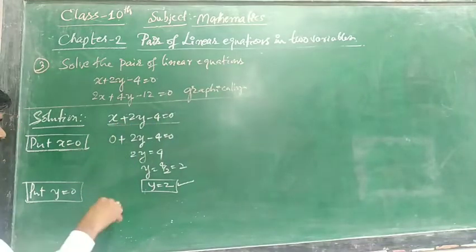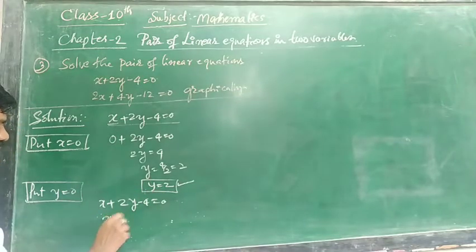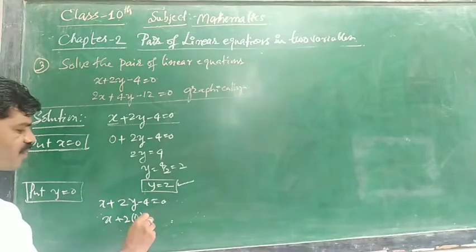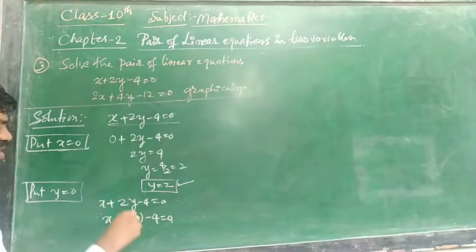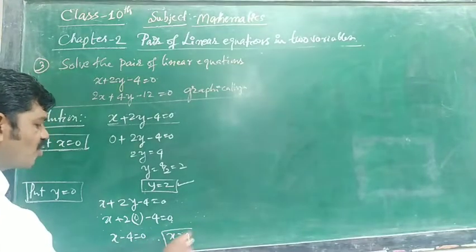Now let us put y is equal to 0 in the same equation. We have the equation x plus 2y minus 4 is equal to 0. x plus 2, instead of this y I write 0 because we have given the value of y as 0, minus 4 is equal to 0. 2 into 0 is 0. So x minus 4 is equal to 0. Therefore x is equal to 4.